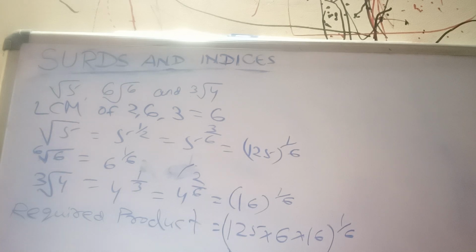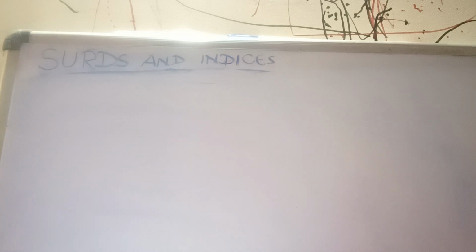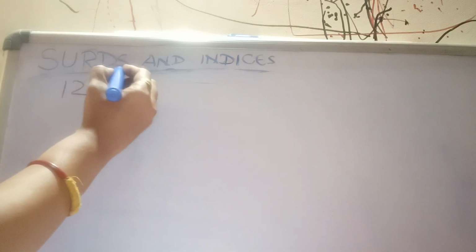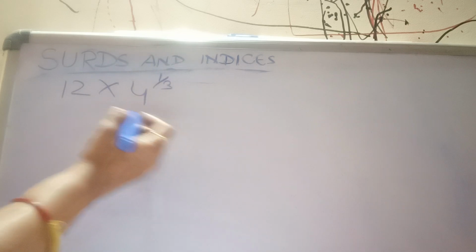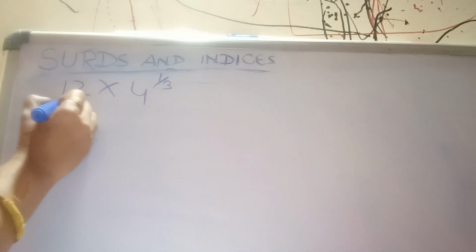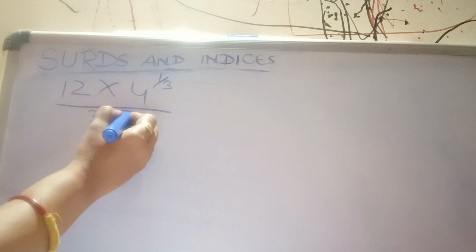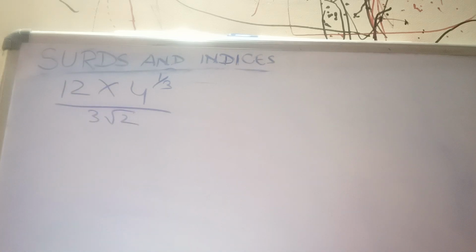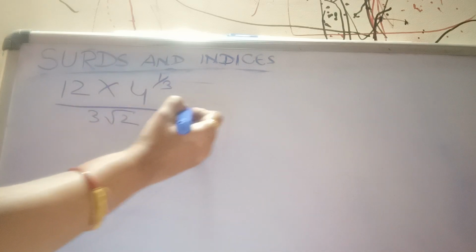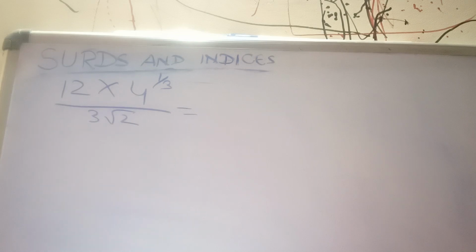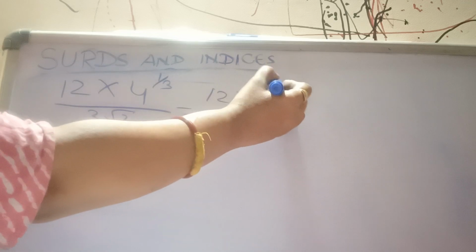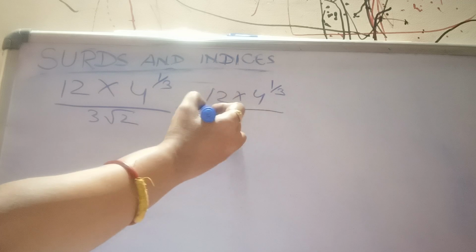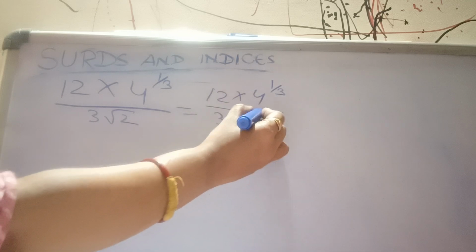So next question, divide 12 into 4 to the power 1 by 3 by 3 root 2. How will we do it? We'll simplify this one. So how to simplify? We can write 12 into 4 to the power 1 by 3 divided by 3 into 2 to the power 1 by 2.